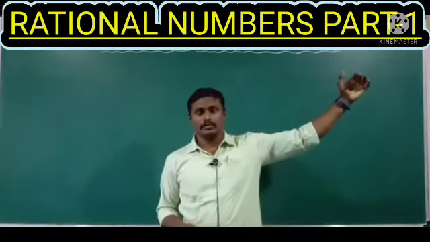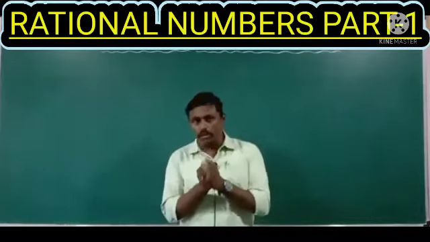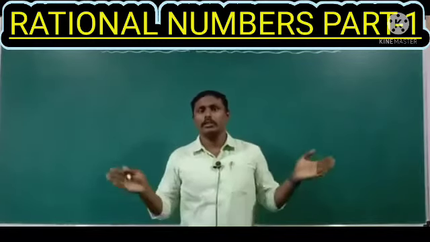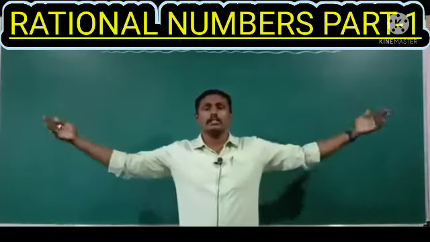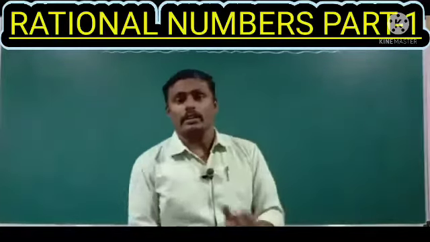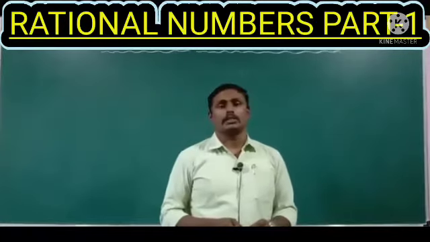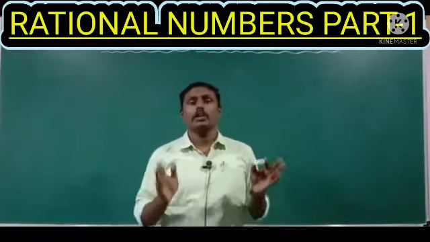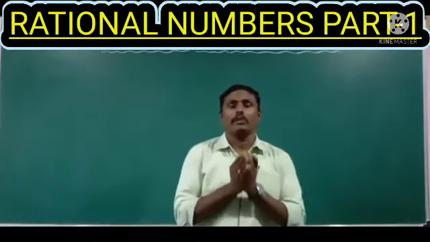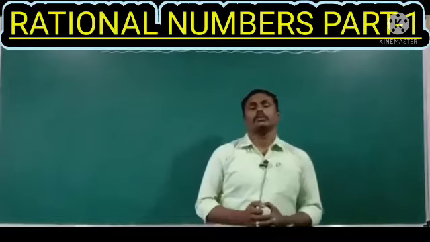In the previous classes you already learned different types of numbers, whether natural numbers, whole numbers, integers, rational numbers, irrational numbers, even numbers, odd numbers, prime numbers. Like this we already studied the different types of numbers. First we will recall all the different types of numbers. The first one is natural numbers.